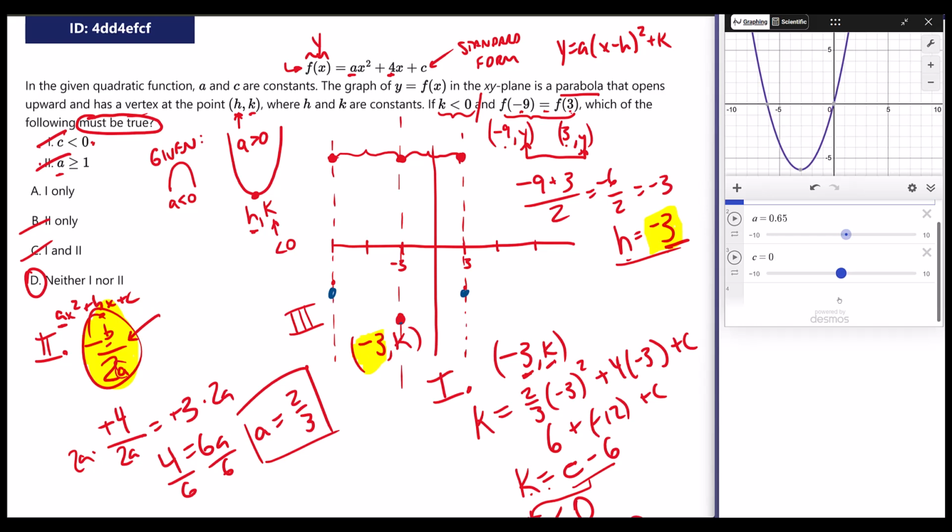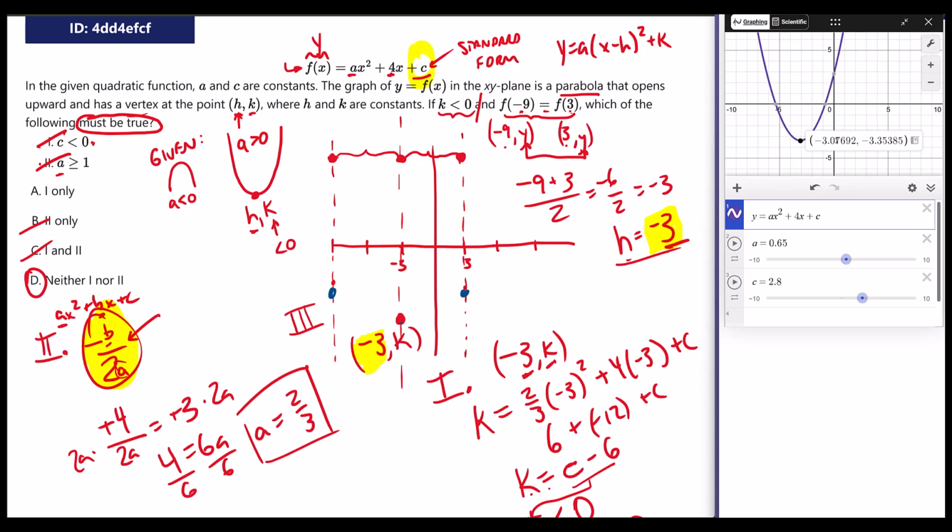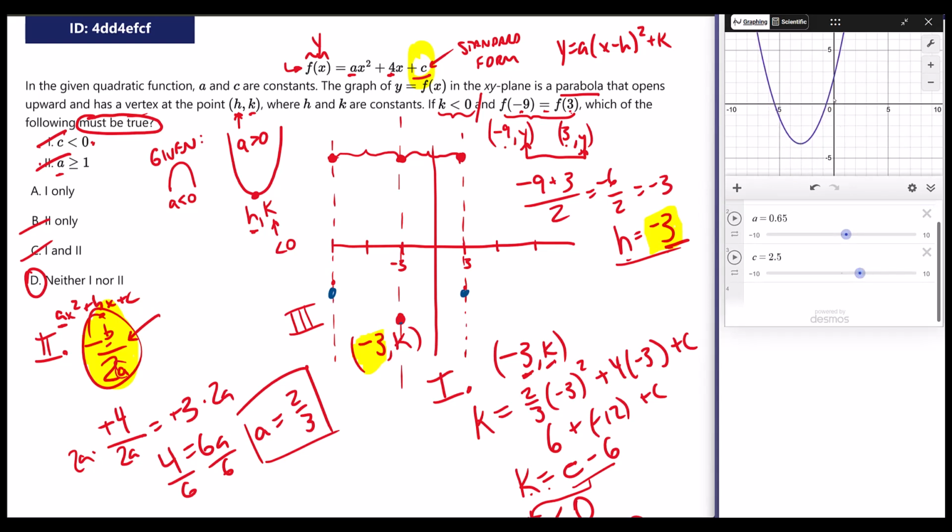Now, in terms of c, everybody should know that c is the y-intercept. C in standard form, this guy over here, is the y-intercept. When I am moving my C slider, I should be able to see that my parabola is simply moving up and down, right? My vertex remains at that negative 3.07. All that's happening is my y-intercept is just moving up and down along the y-axis.